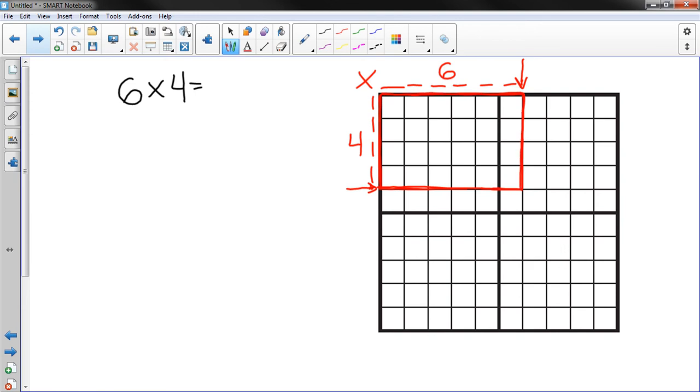Now, do you have to do what I did earlier and write little numbers inside every square when you're counting? No, you don't have to do that. You can if you want to. I'm going to count them real quickly. 1, 2, 3, 4, 5, 6, 7, 8, 9, 10, 11, 12, 13, 14, 15, 16, 17, 18, 19, 20, 21, 22, 23, 24. I think we have time for one more.